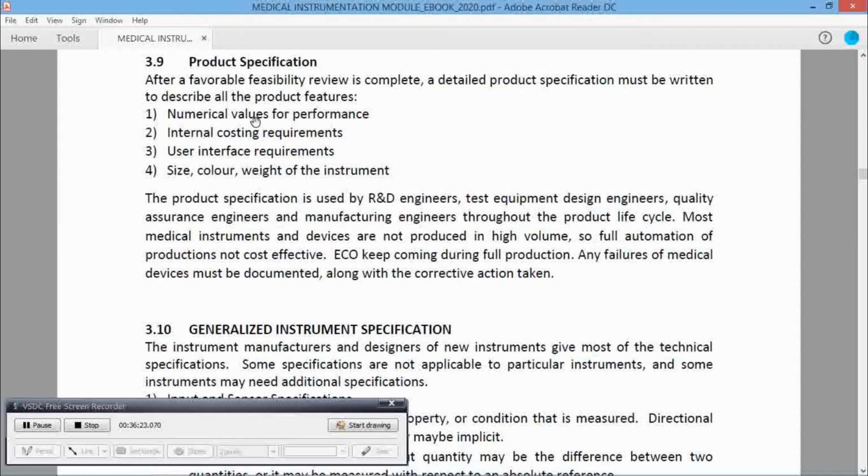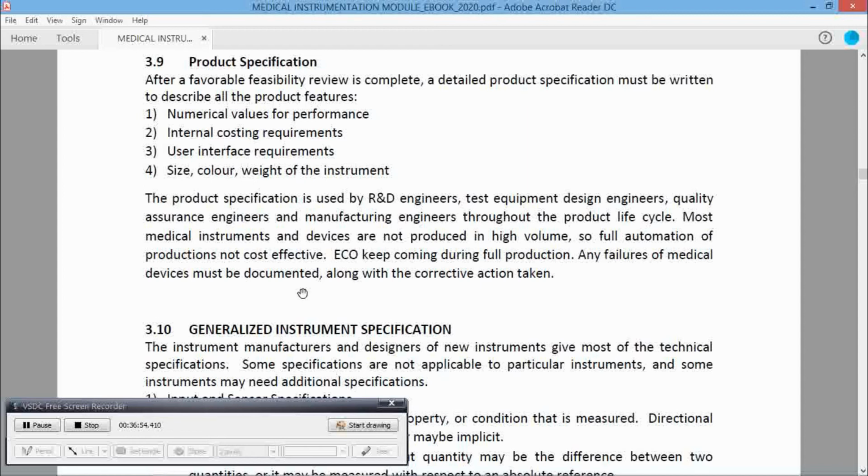So you need to have everything, numerical values for performance, costing requirement, user interface requirement, size, color, weight of the instrument. Okay. So ini semua yang basic. Maknanya kalau kita beli komputer pun, kita tanya apa spec dia, berapa speed dia, berapa dia punya what we call internet speed, dia punya processing, hard disk. So macam itulah, kita perlu ada dia punya product specification.